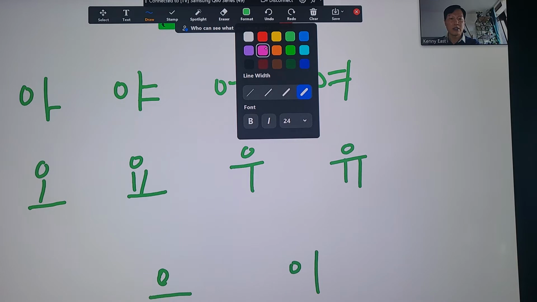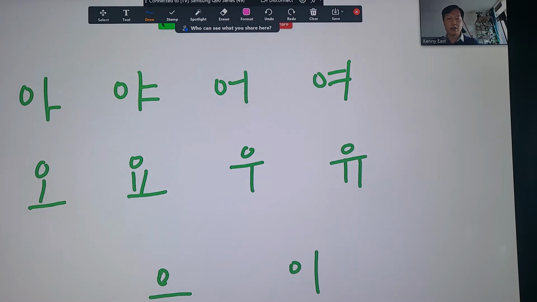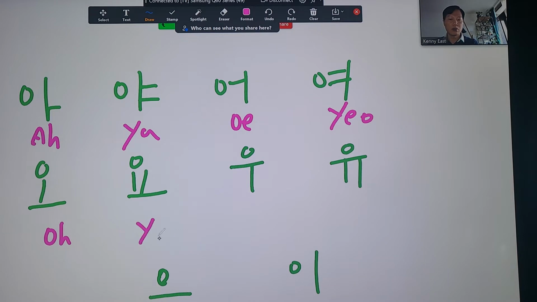따라하세요. 따라하세요 means in Korean, read after me. 아, 야, 어, 여, 오, 요, 우, 유, 으, 이, right?